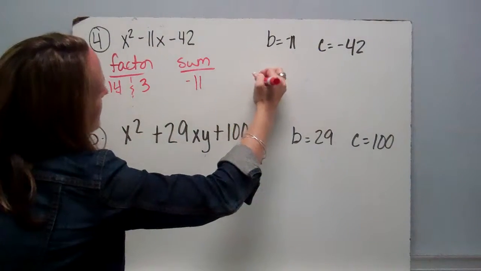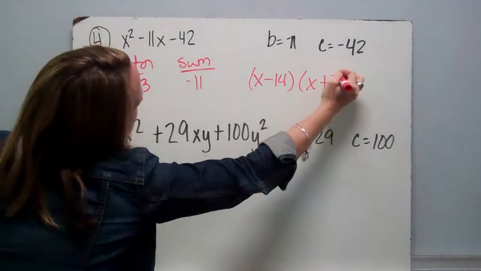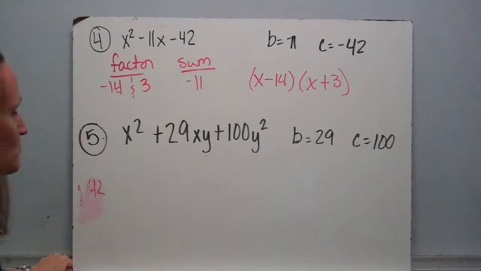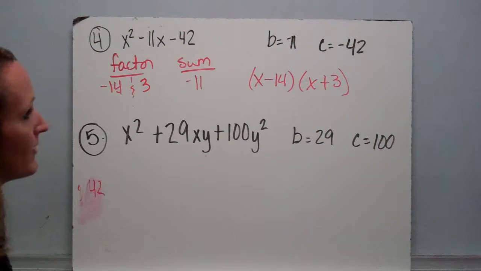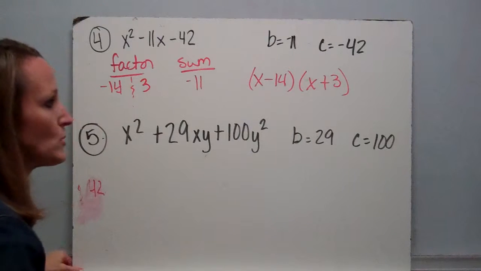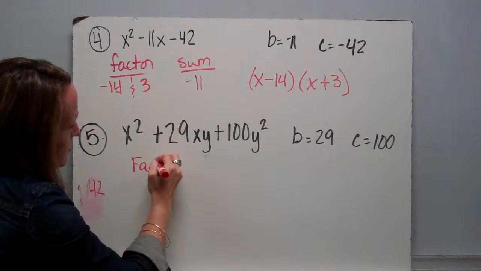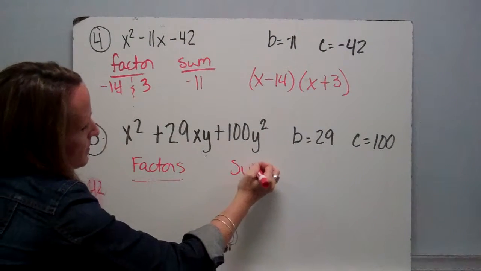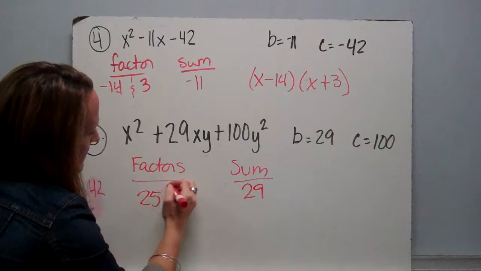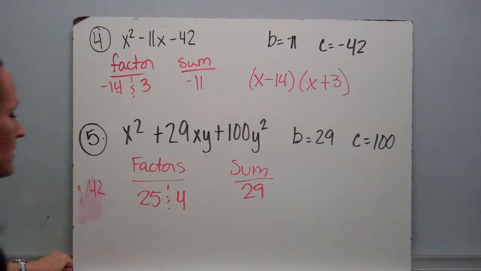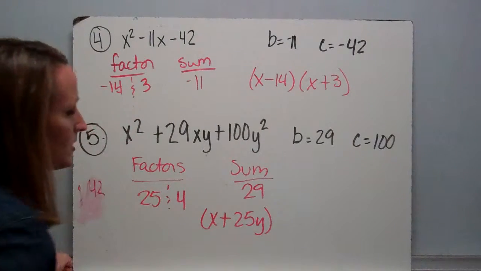So we would get x minus 14 and x plus 3. And one more. Oh, look, here's my double variable. 29 and 100. So how about 25 and 4? So factors and sum. Needs to add to be 29. So how about 29, 25, and 4? So it comes out to be, don't forget to add in your extra variable.